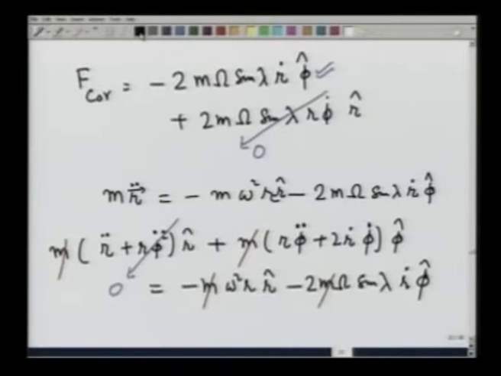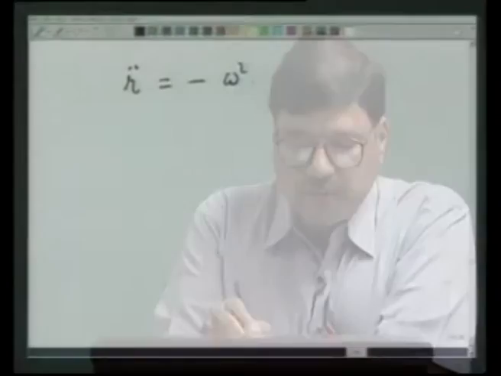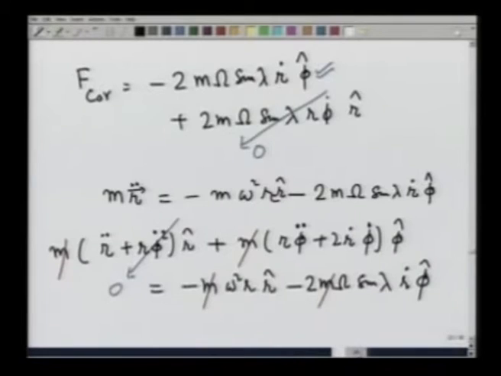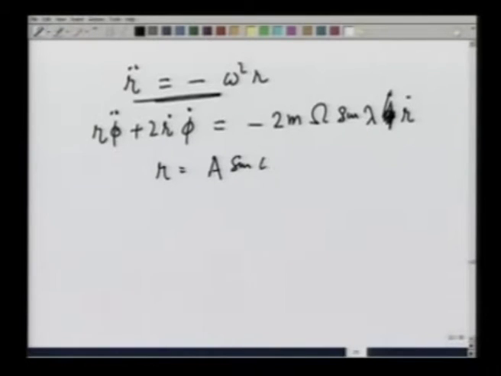So, my equations become r double dot equals minus omega square r and r phi double dot plus 2 r dot phi dot equals minus 2 omega sine lambda r dot. First equation gives me the usual oscillatory behavior with r equals some amplitude sine omega t.